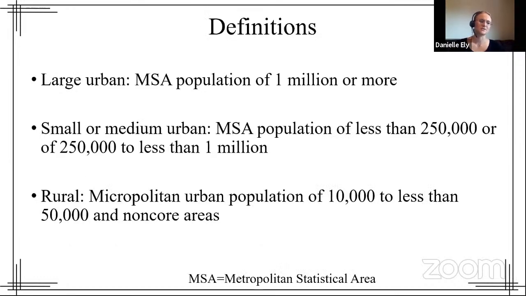For each of these projects, we use the following definitions that are available as the NCHS population definitions. The three categories that we used were large urban, which is an MSA of 1 million or more; small or medium urban, so an MSA population of less than 250,000 or of 250,000 to less than 1 million; and we also used the rural categorization, which is micropolitan urban population of 10,000 to less than 50,000, and also non-core areas.